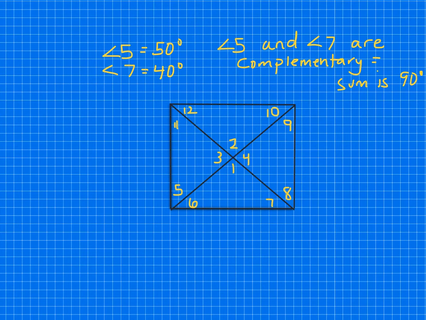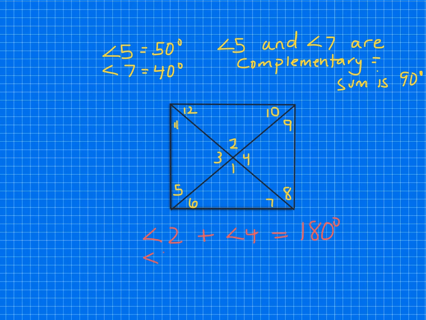Now from here you can also notice that you have a pair of supplementary angles. So if you look at angle 2 and angle 4, angle 2 and angle 4 form a straight line, or their sum is 180 degrees, so they would be considered supplementary.